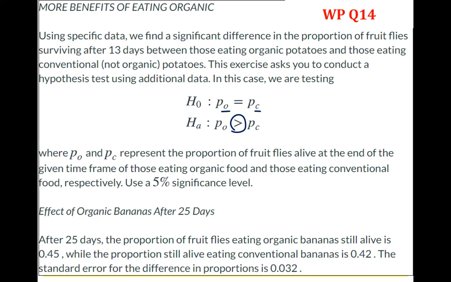It goes on to tell you, kind of like what I'm saying, where P of O and PC represent the fruit flies, and we are at a 5% significance level, so our alpha level, remember that? Alpha level is measured right there. So if we can break that 5%, then we have something happening.